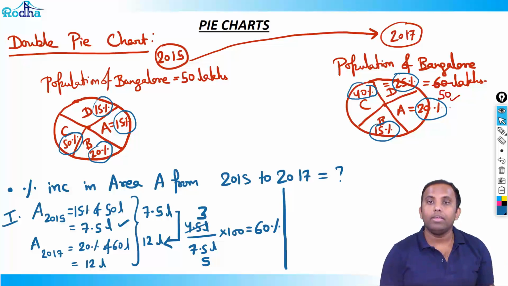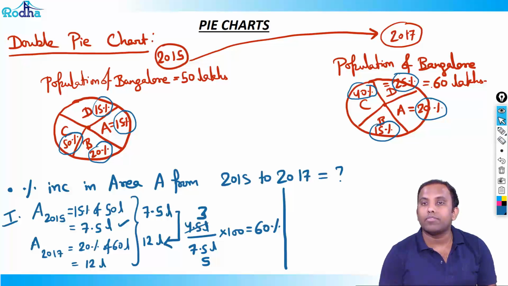But right now the population is not 50 lakhs, right? What is the population now? 60 lakhs, right? So what does this mean? It means that from 2015 to 2017, this pie chart value has increased by how much? You're getting it, right? I hope you're getting it.